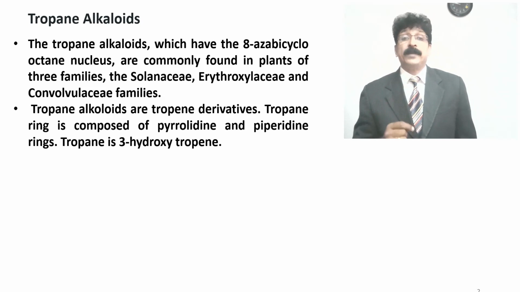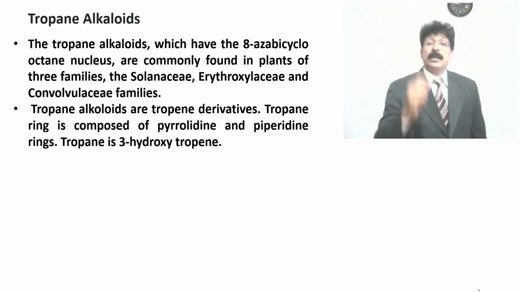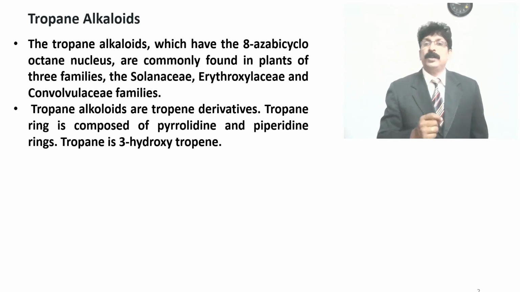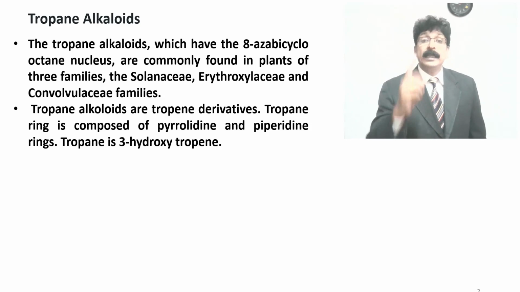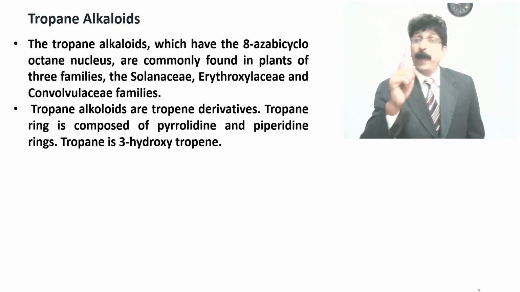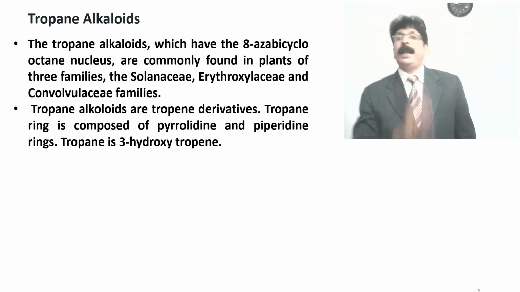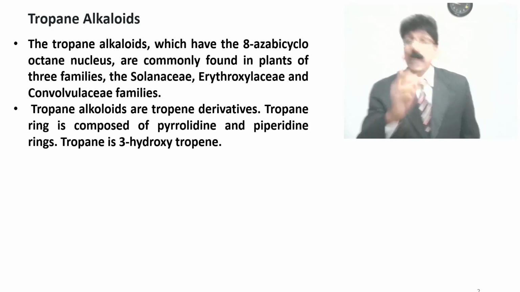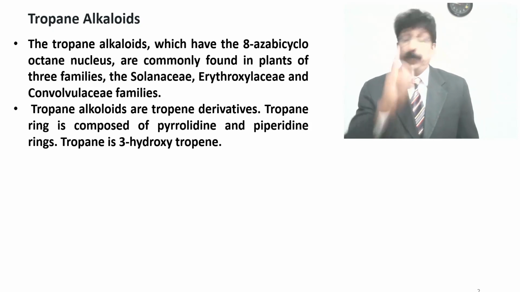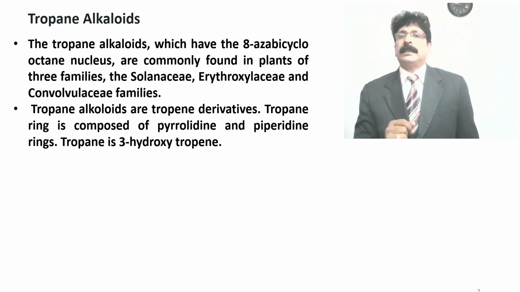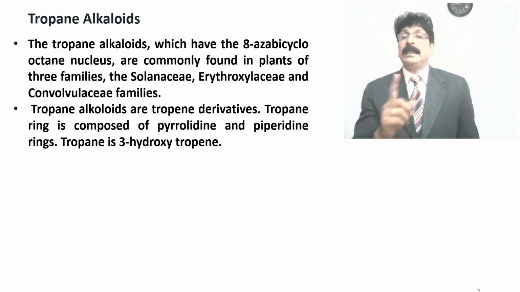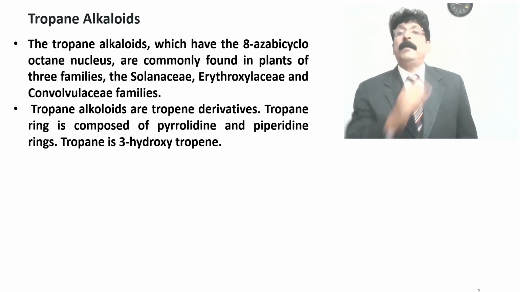So tropane alkaloids are tropane derivatives. The tropane ring is composed of pyrrolidine and piperidine rings. When you were studying organic chemistry, your teacher might have taught about the heterocyclic ring structure. The 5-membered ring structure with nitrogen, we say pyrrole. The 6-membered ring structure, we say it is pyridine.